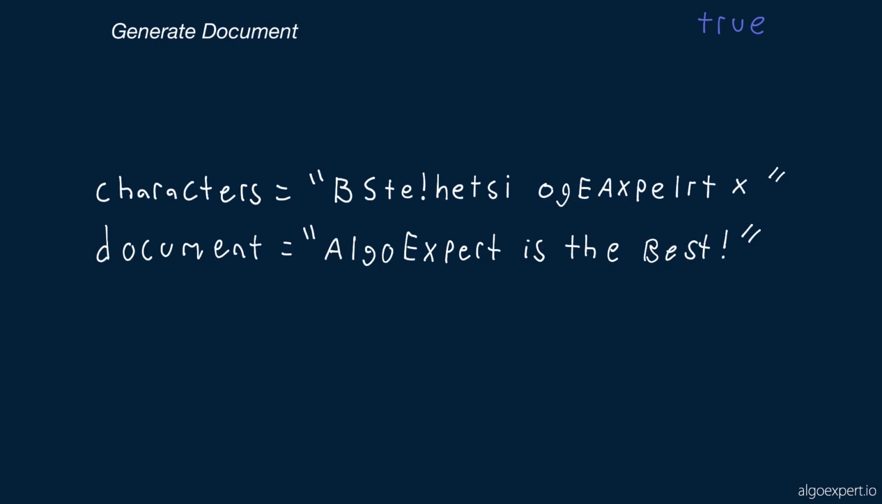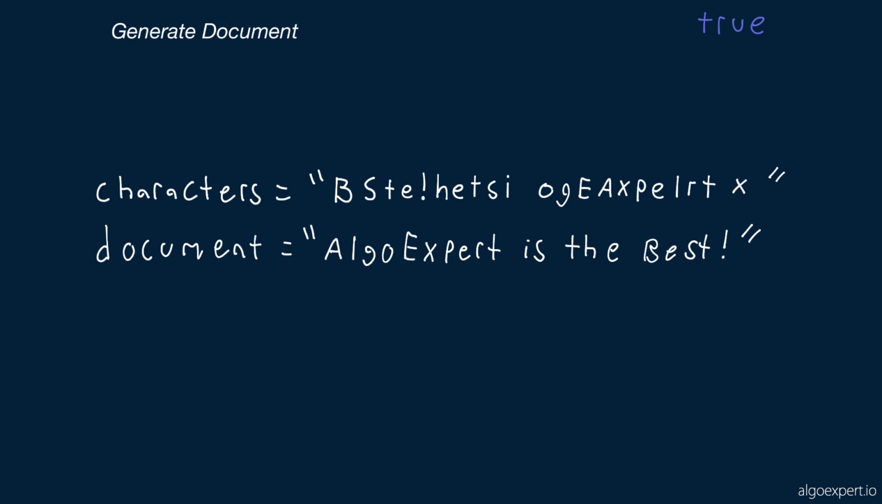In this video, I'll be covering the question of generate document. Now before we dive in, let's make sure we understand what the question's asking of us and the input and output structure. So for this question, we're going to be given two inputs. The first input is going to be a string. This is called characters. The next input will also be a string, and this is called document.